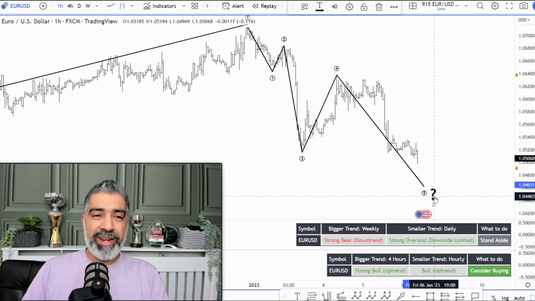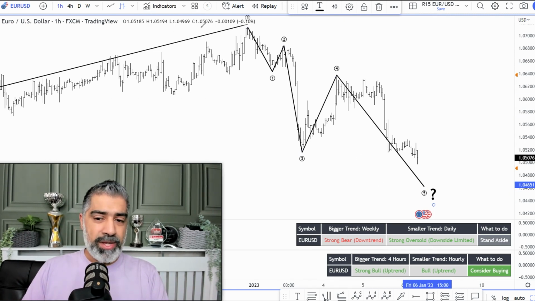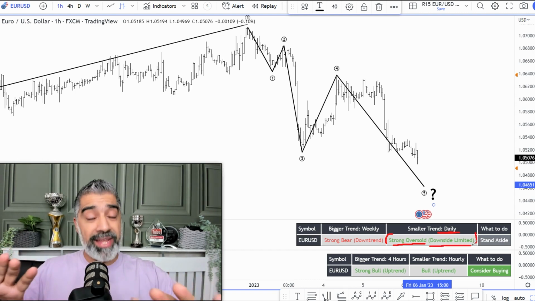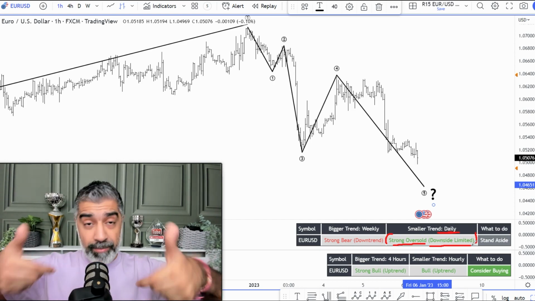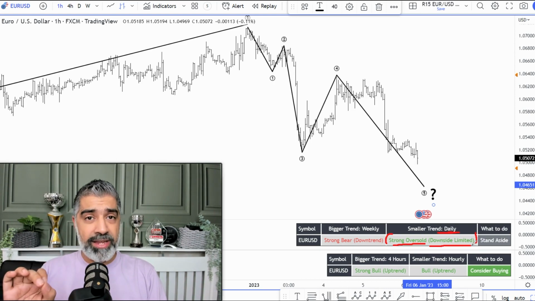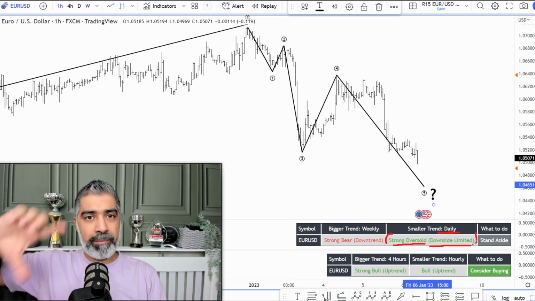But what is the trend identifier dashboard telling us? Well, it's telling us that the daily time frame is strong oversold. Now, I know to most people that might not mean anything, so I've just put in brackets. This basically updates live for you as the market is unfolding bar by bar. It says the daily downside should be limited based on the momentum.